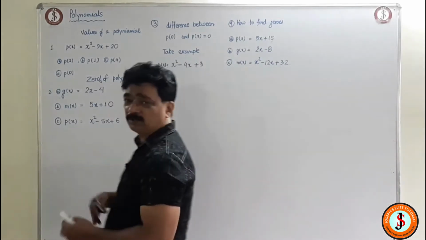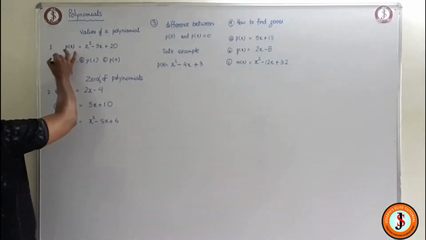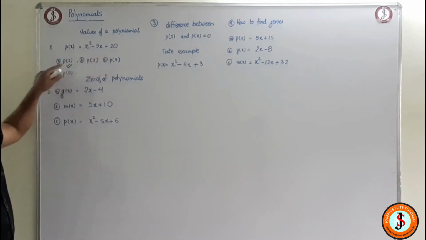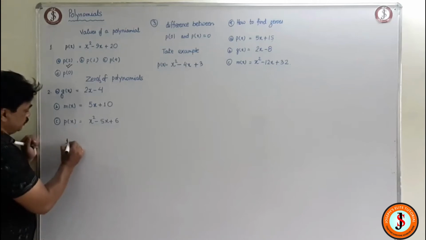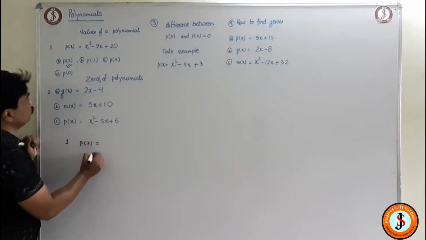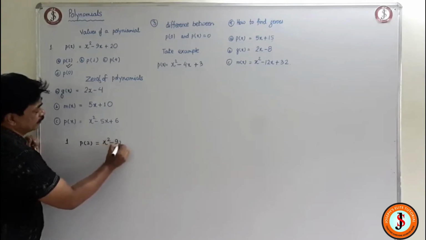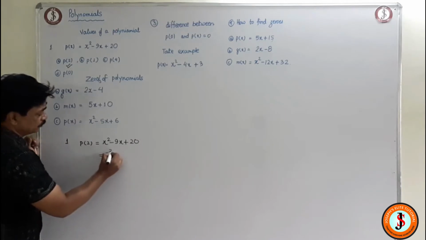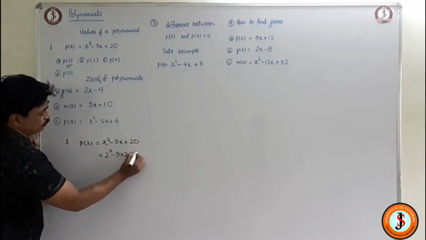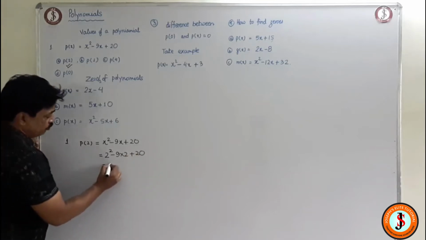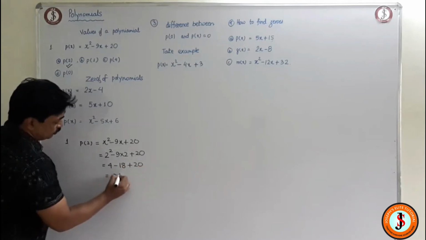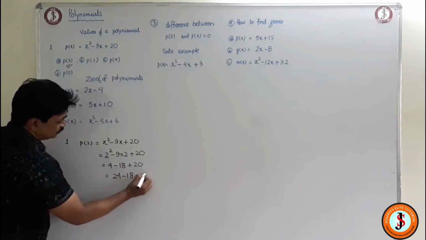Now let us proceed with some numericals which we do using this knowledge of polynomials. Suppose they are telling find out P(2), that means evaluate this. P(2) means wherever there is x you have to put 2. So 2 square minus 9 into 2 plus 20. So this will be 4 minus 18 plus 20. So this will be 24 minus 18, that is equal to 6.